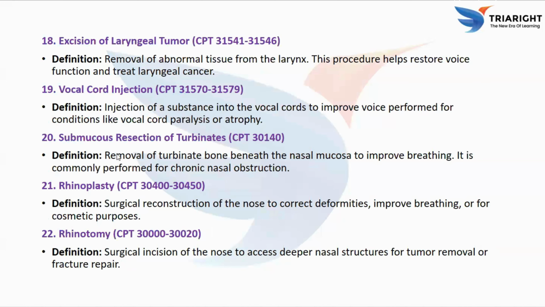And next procedure, excision of the laryngeal tumor. CPT code ranges are from 31541 to 31546. What it is? It's a surgical removal of the abnormal growth from the larynx, which is the voice box. Why it's done? Because of laryngeal cancer, because of a benign tumor, polyp and nodules, and also due to a severe airway obstruction.